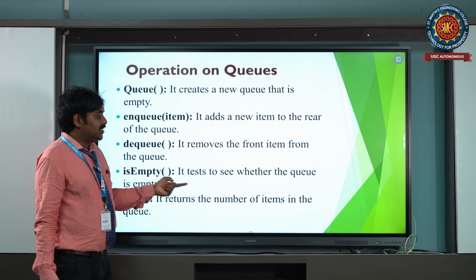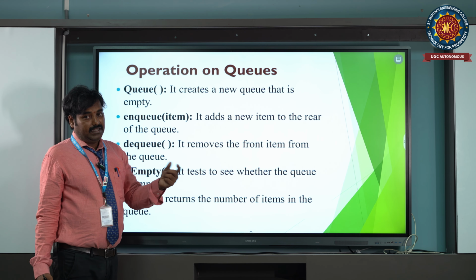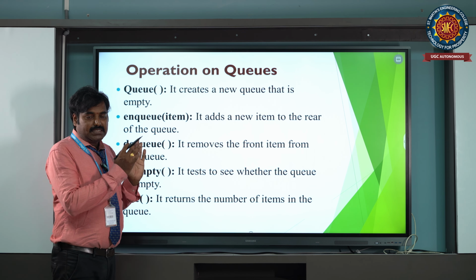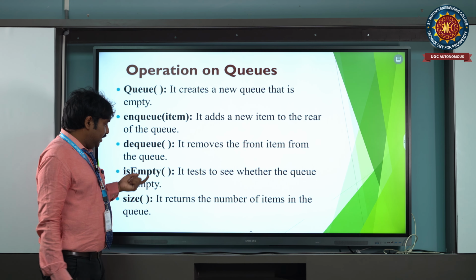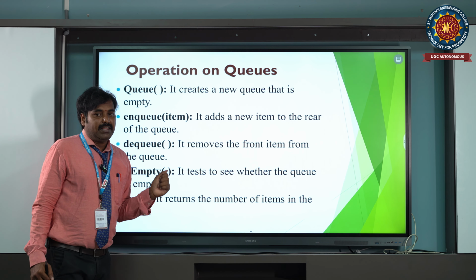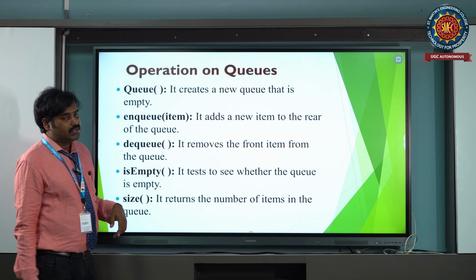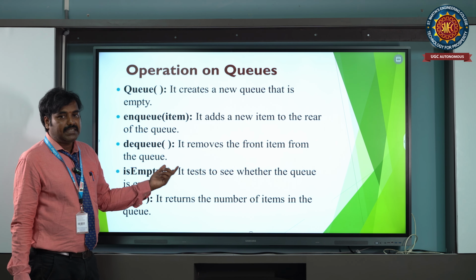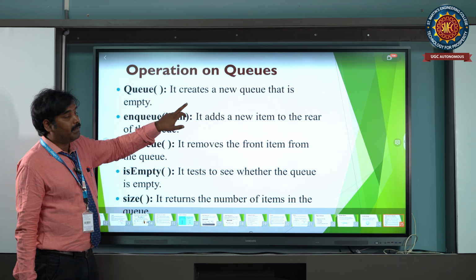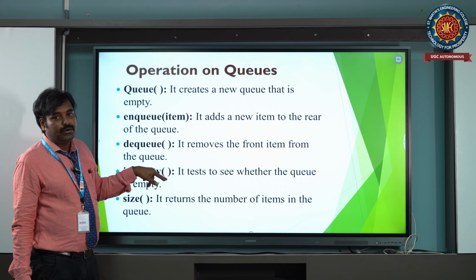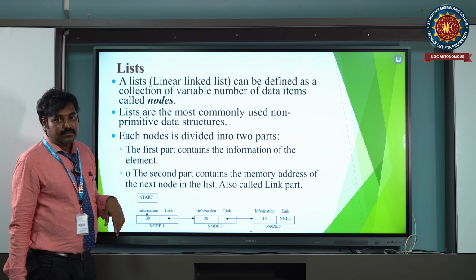Next one, empty. It tests whether the queue is empty. Whenever we insert elements, by using this empty method we can know whether the queue is full or empty. We can check it. Size returns the number of items in the queue. By using the size method, we can know the size of the queue. By using these operations of queue, we can know how the queue is implemented. So next one, about the list.